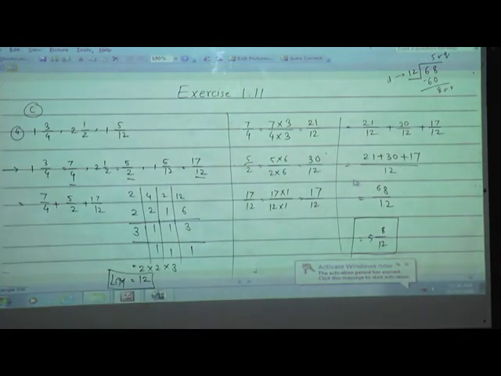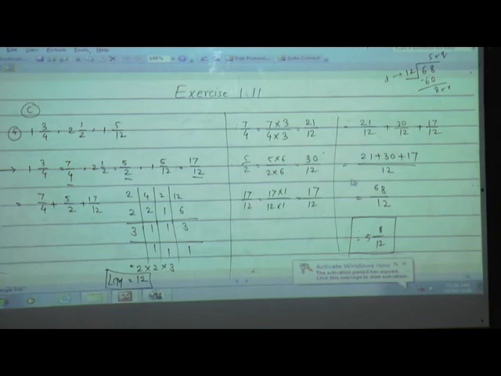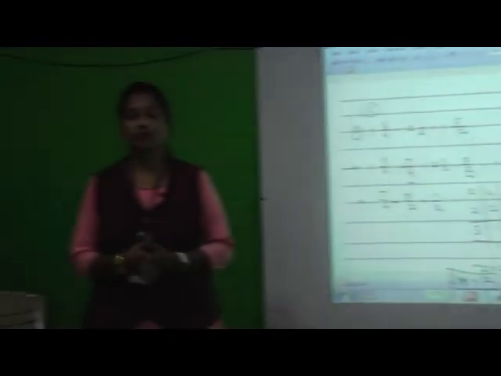Understood everyone? Yes. So in this way you are going to solve all the remaining examples. Okay? Is that clear? Yes. What is your today's home assignment, students? Exercise 1.11 B and C questions. Whichever examples I did not solve here on the board, you are going to solve in your rough book. So practice today itself.